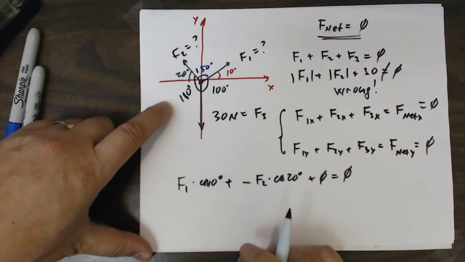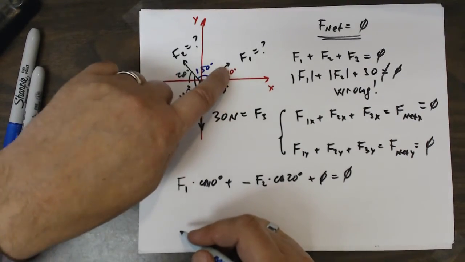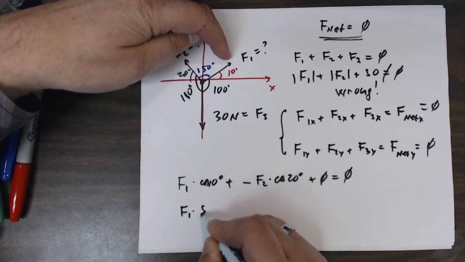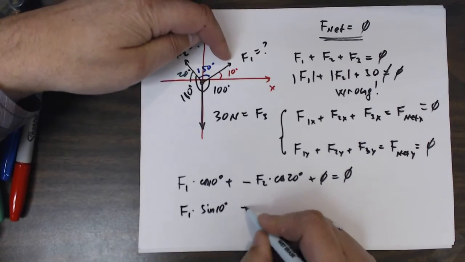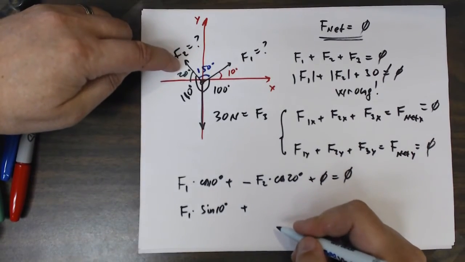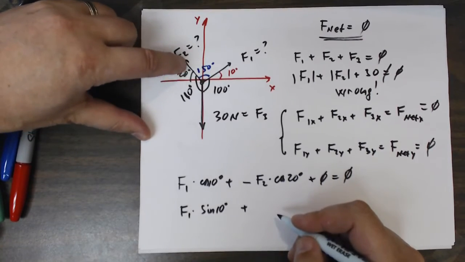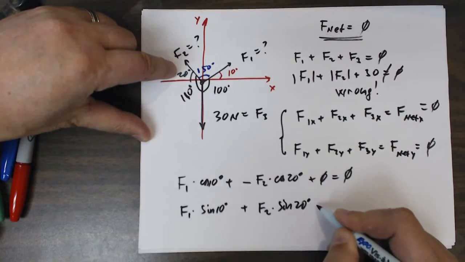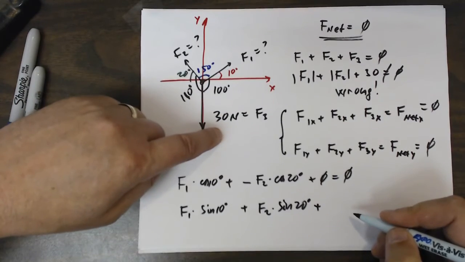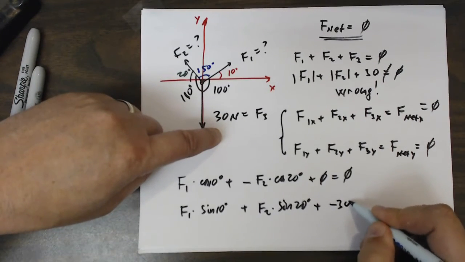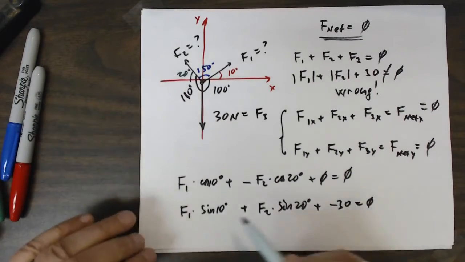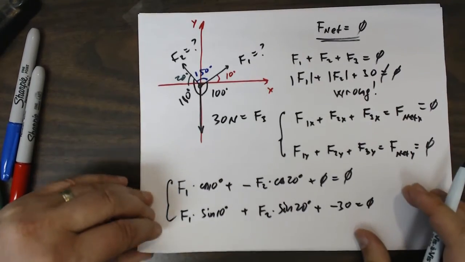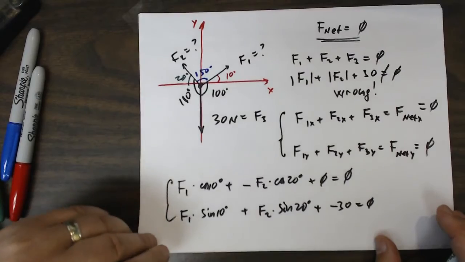Now, equation number two. This force has a positive y component. It will be equal to the hypotenuse times the sine of 10 degrees, plus this force also has a positive y component, and it will be equal to the hypotenuse times the sine of 20 degrees, plus, now this force has a negative y component, negative 30, and if we add them up, that's going to be equal to 0. What we have here is two equations, but we also have only two unknowns, so it's solvable.